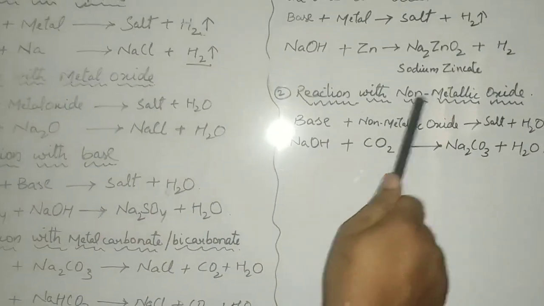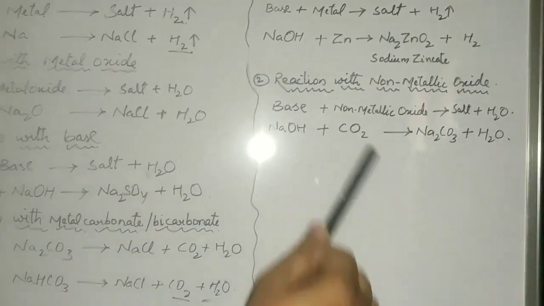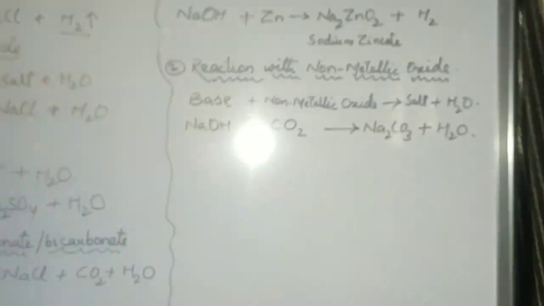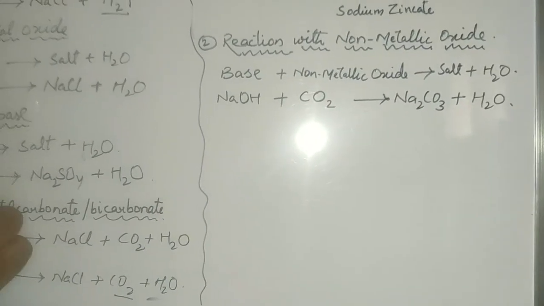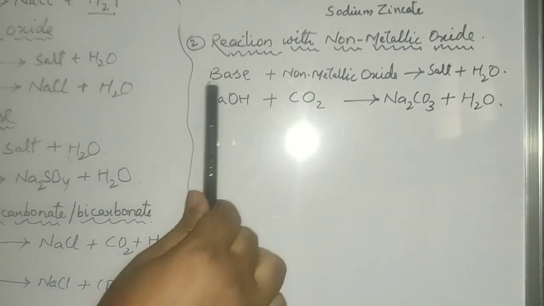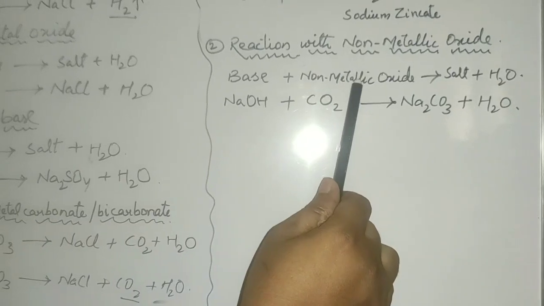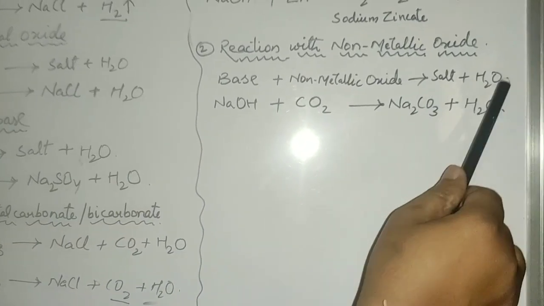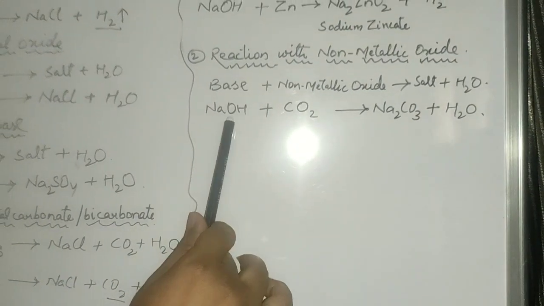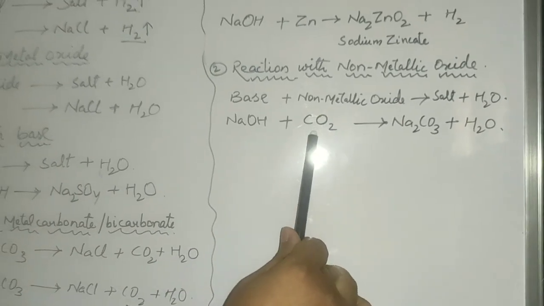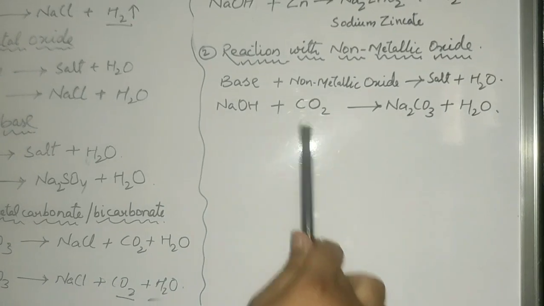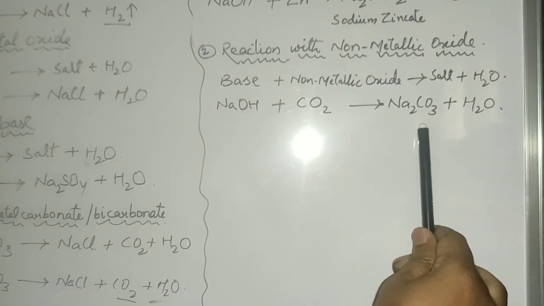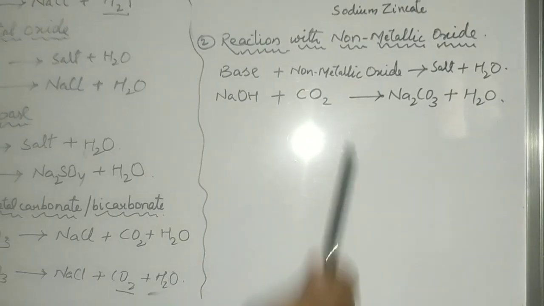Reaction with non-metallic oxide. Now I will tell you that non-metallic oxides are acidic in nature, and metallic oxides are basic in nature. So, base plus non-metal oxide gives rise to salt and water. Now, NaOH plus CO2, that is carbon dioxide, which is a non-metallic oxide, forms sodium carbonate plus water.